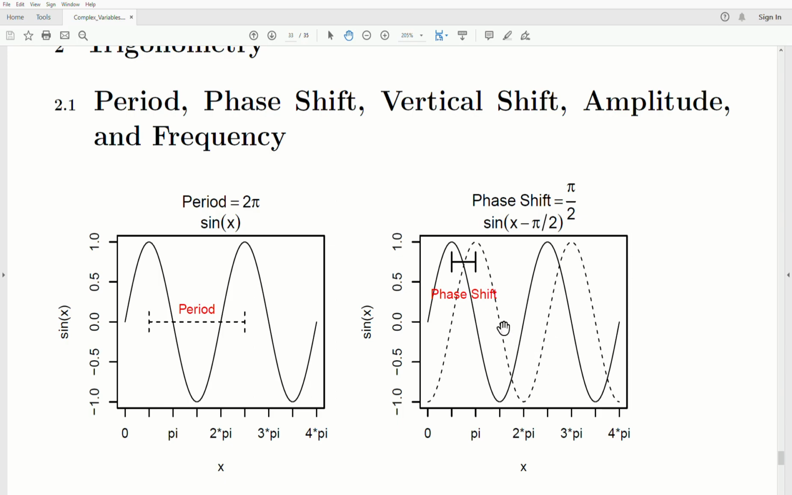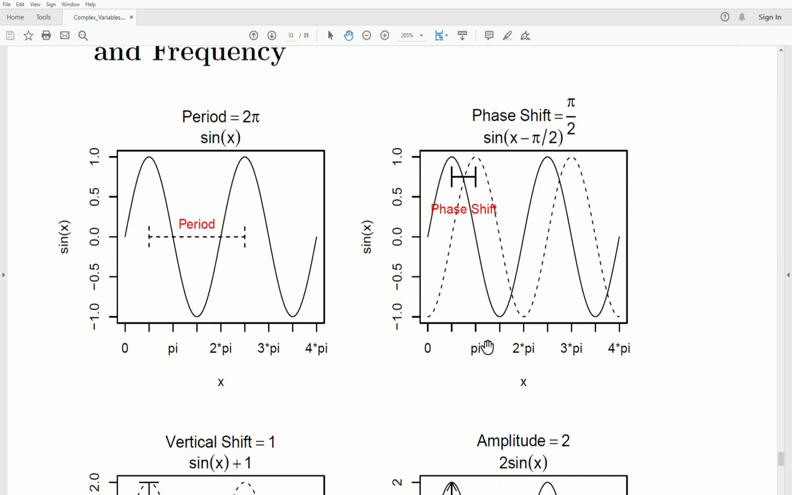Now, the phase shift is a horizontal shift left or right. And to get the phase shift, you either add or subtract it from the variable and then take the sine. That's called a phase shift. If it's negative like this, then it's a shift to the right. If this is a positive, it's a shift to the left. So if we look at this, the solid is the original sine of x. And if we subtract pi over 2, it's shifted to the right, pi over 2. And that's called a phase shift.